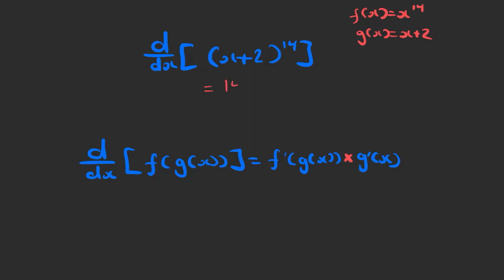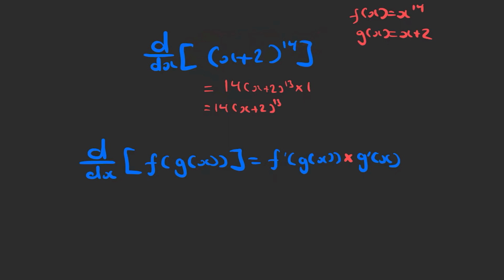which is simply 14 times (x plus 2) to the power of 13, because this part is exactly similar to the power rule, where you simply bring down your exponent and subtract it by 1, regardless of whatever the inside of your brackets is, and then you multiply it by the derivative of the inside of your brackets, which is, in this case, 1. So the chain rule can often be thought of as an extension of the power rule, where you simply bring down your exponent, subtract it by 1.